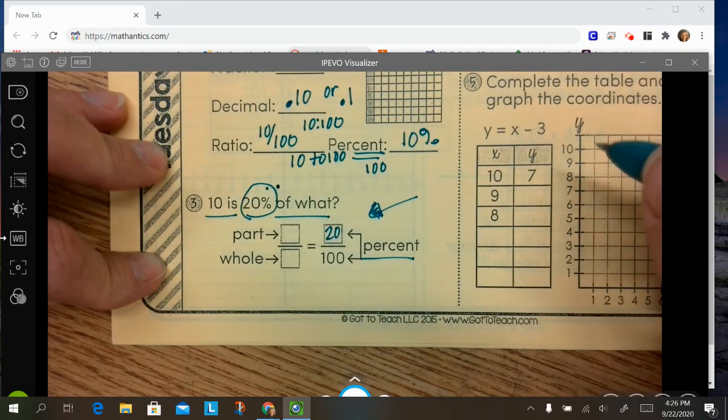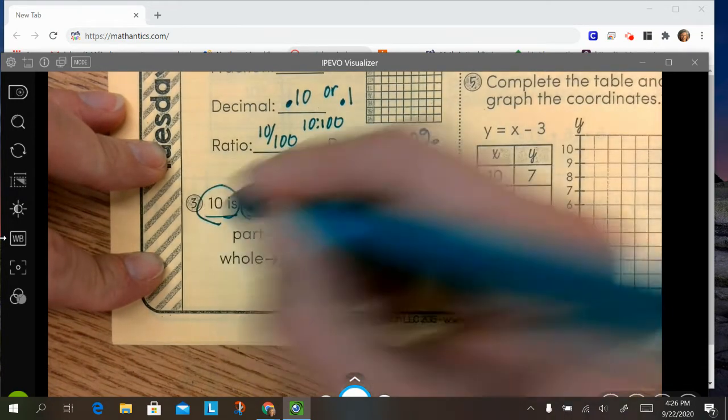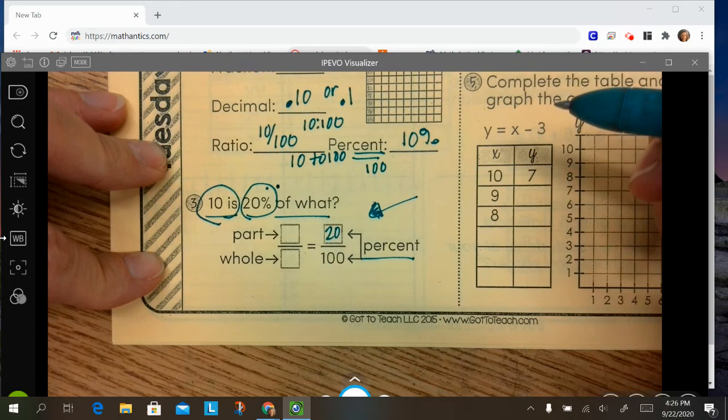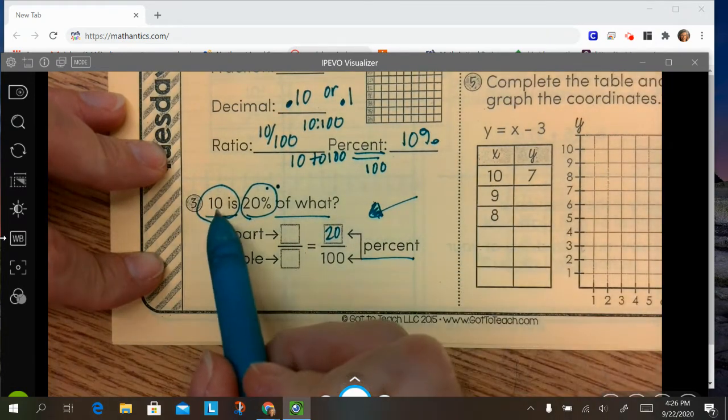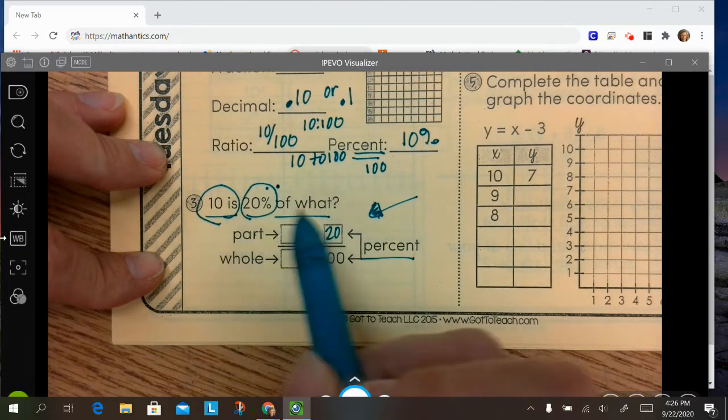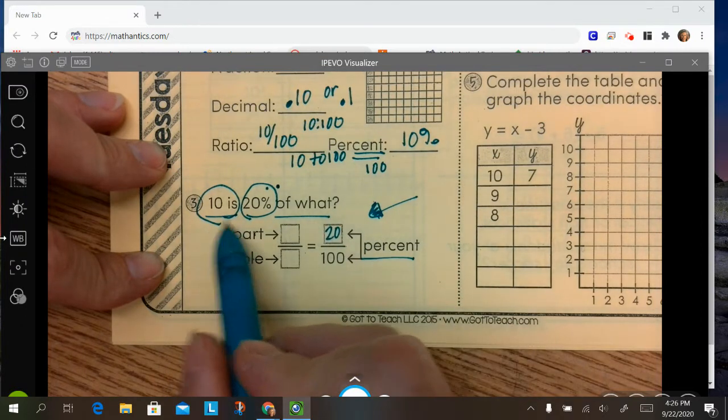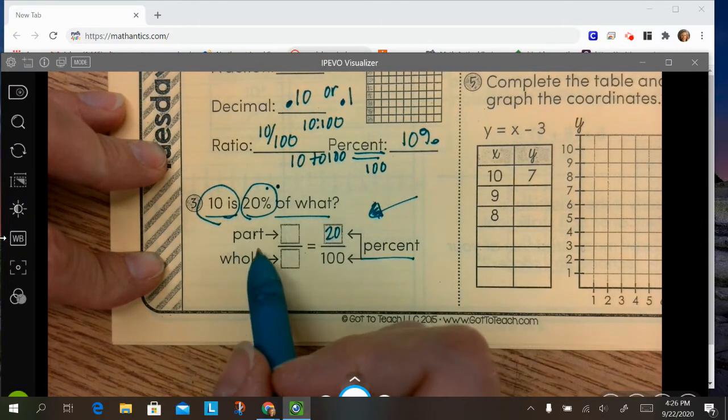Now, 10 is... you have to decide, is that your part or your whole? Well, think. 10 is something of what? So what would make sense? 10 is, would that be your part or your whole?